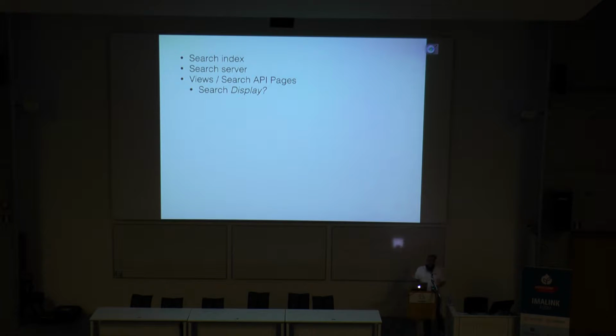We have an index. An index is what is being searched on. It's nodes or users or whatever, and what kind of bundles you want to have included in the index. There's a server, which is where the data is being stored. This is MySQL or Solr, as I have already touched on a little bit. And there's views or Search API pages, which doesn't really have a name, but let's call it a display. That is the way that it's actually being outputted onto your website.